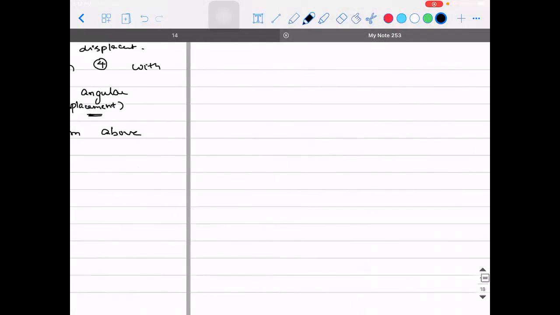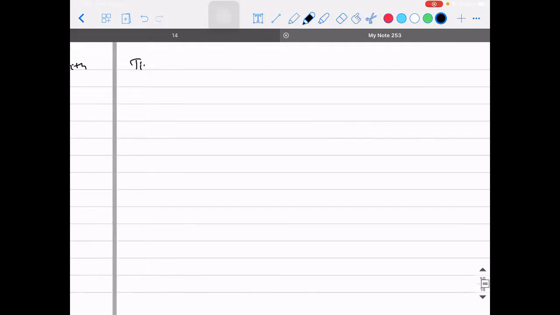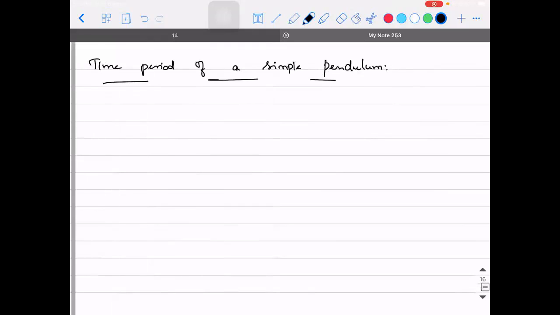Now let's see, we'll calculate the time period of a simple pendulum. Let's see how to do it. Let's say you have a simple pendulum which is suspended with the help of a string of length L. Let's say it is displaced to this point where it is making an angle theta with the vertical, and then it is released. In the sense, the force that you have applied is released.